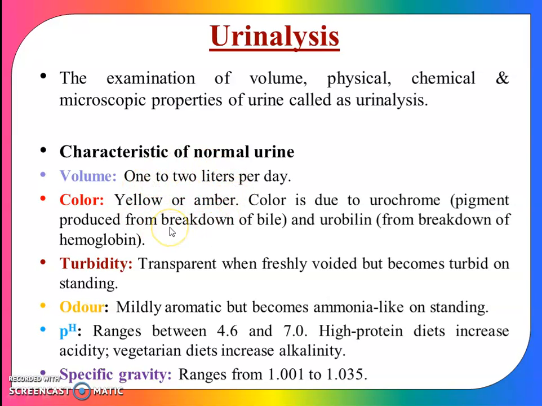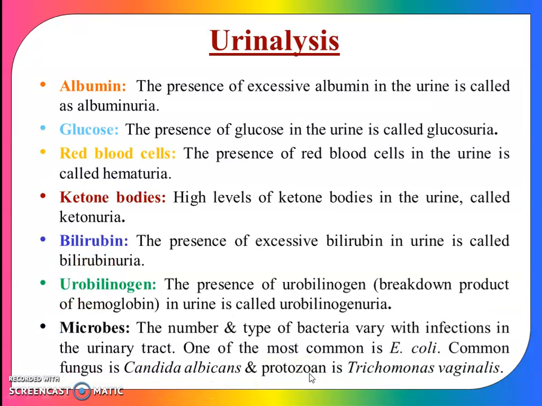Its color is amber, yellow or amber due to presence of urochrome pigment. The urine is transparent when it is freshly voided, but it becomes turbid on standing. Its odor is aromatic, but it becomes ammonia like on standing. And its pH is acidic, in the range of 4.6 to 7. If you eat a high proteinous diet, there is an increase in the acidity, and if you take a vegetarian diet, it increases the alkalinity. And the specific gravity also ranges from 1.001 to 1.035.